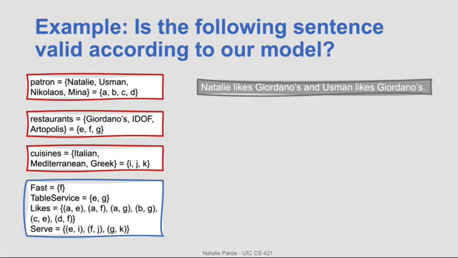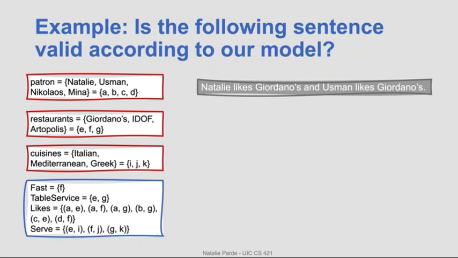We can work through an example to see what this process of determining sentence validity would look like. We'll start out with the same model we used in the previous video. If you're watching these videos out of order, you may want to pause and watch the video on model theoretic semantics to review. Basically, we have a restaurant domain where we know some specific patrons, restaurants, and cuisines, and we know a few properties like which restaurants are fast and which restaurants provide table service.